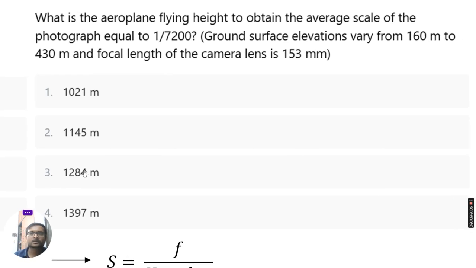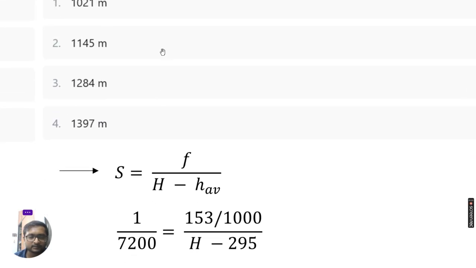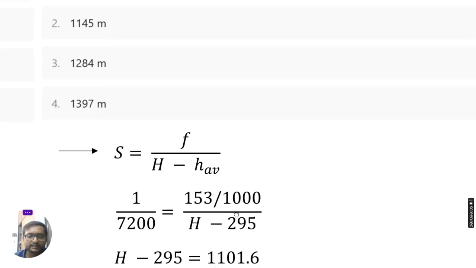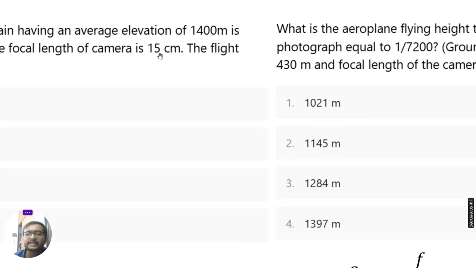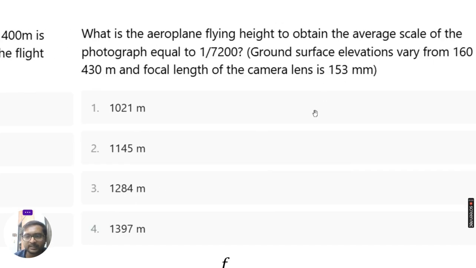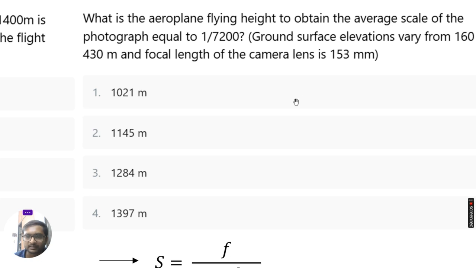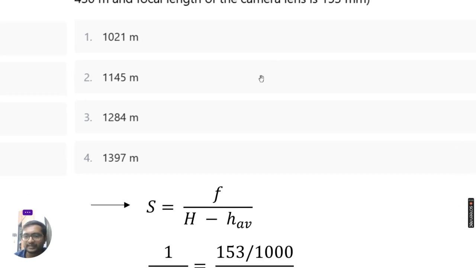So now how many of you got the answer of this question? Yes. Okay, so it is answer number 4, 1397. We take the average elevation, which is around 295, and the focal length which is given here is 153 mm. You can see the focal length is around 15 centimeter. Here also it was 15 centimeter, and here it's 15.3 centimeter. So the rough approximation of focal length is around 15, 10, 12, and so on and so forth.